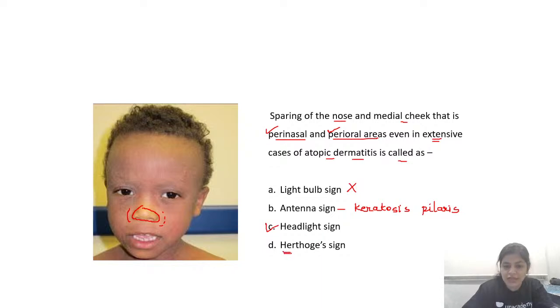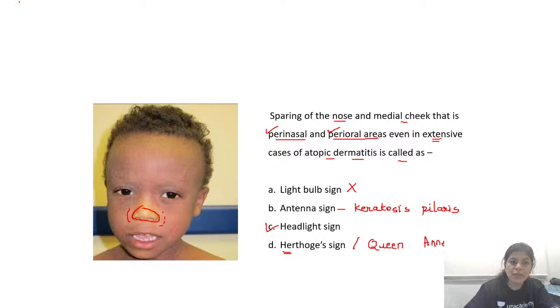Then there is Hertoghe's sign. What is Hertoghe's sign? Hertoghe's sign is also called as Queen Anne's sign. So basically in patients with atopic dermatitis as well as multiple other conditions, you see loss of the lateral one-third of the eyebrows. Okay, and that is called as the Queen Anne's sign or the Hertoghe sign. Again, this can be seen in atopic dermatitis.